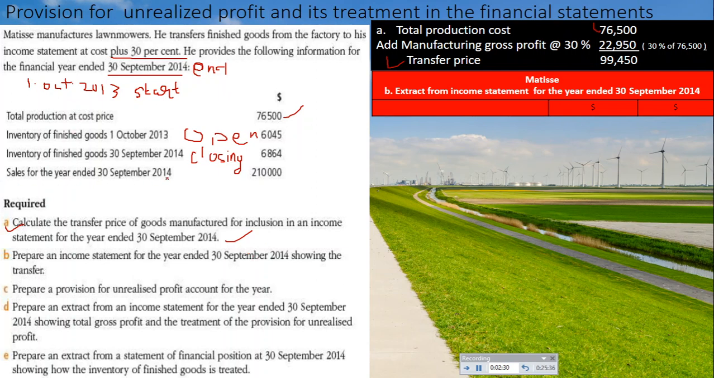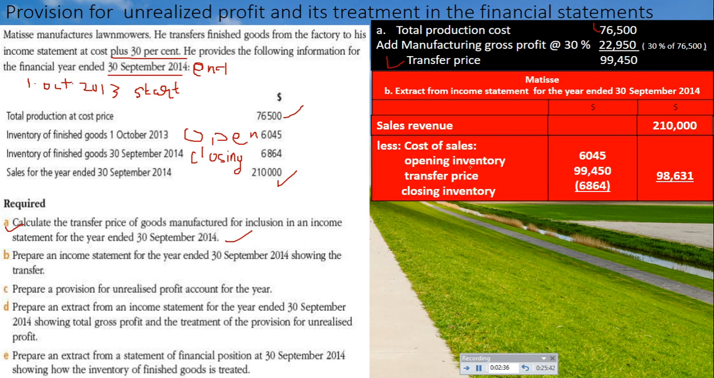If you look at the revenue, the sales is 210, less cost of sales. For cost of sales, we know the formula: opening inventory 6045 is given out here. Transfer price, we just derive here. Then closing inventory is given out here, 6864. If you subtract this, you get your cost of sales. When you deduct this, you get your gross profit on trading. So far so good.